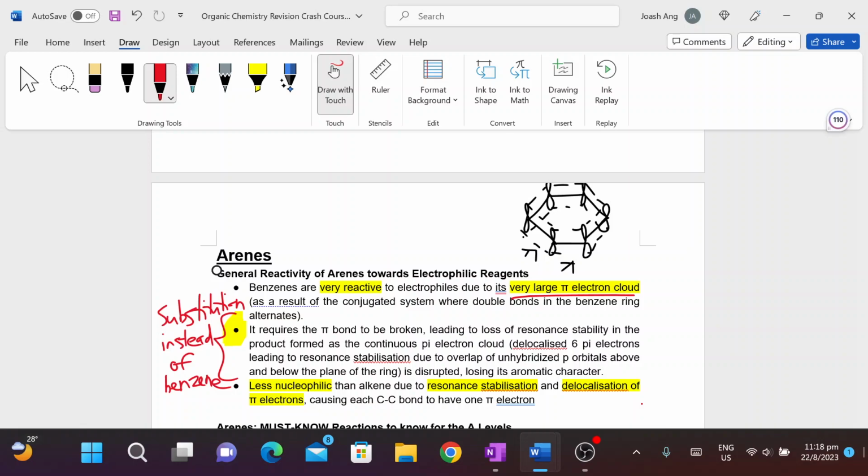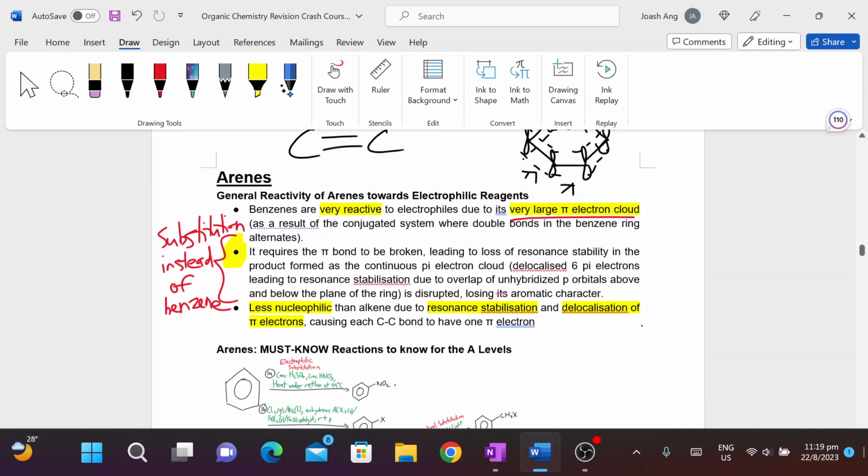The last bullet point explains why arenes or benzene are generally less nucleophilic than alkenes, and that is because they are resonance stabilized and involve delocalization of pi electrons, unlike alkenes, whereby the pi electrons are actually localized in the CC double bond, and they do not have resonance stabilization because there are only two p orbitals involved in the sideways overlap, compared to benzene.